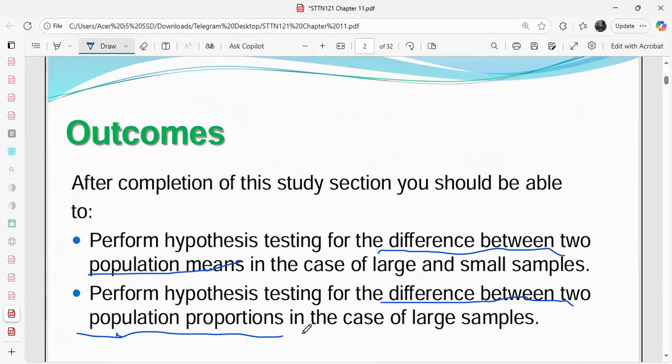The first one is for population means when we have large samples, and the other is when we have small samples. With the population proportions, we're only dealing with large samples. The formulas are not the same. There is a formula for the large samples and a formula for the small samples. As for the population proportions, you're only using the same formula. I'm going to show you the formula.